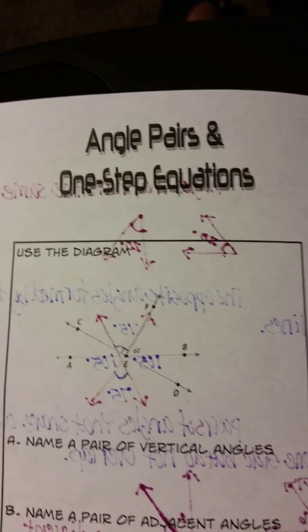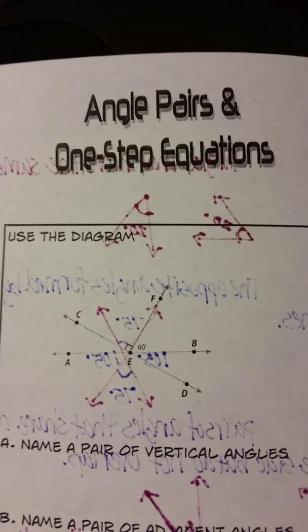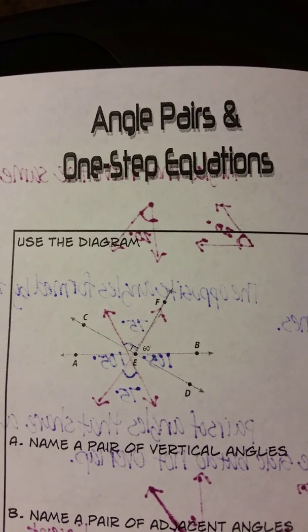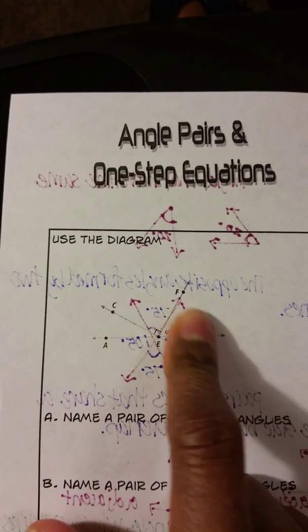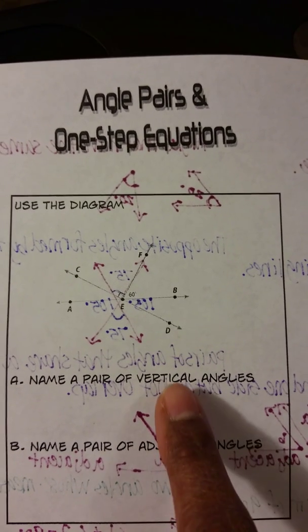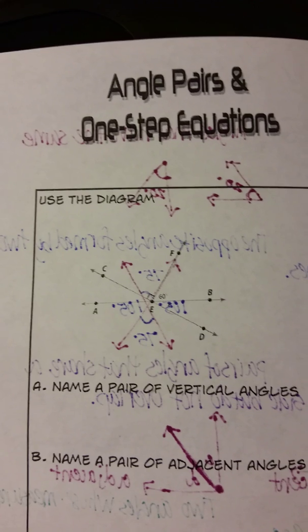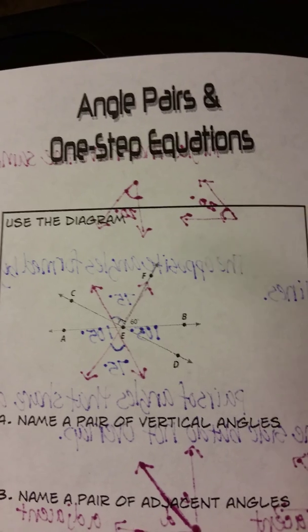All right, let's go over on the inside where we have angle pairs and one-step equations. We've done one-step equations before, and they only have one operation. We have a diagram here with different angle measurements. We're going to name a pair of vertical angles and a pair of adjacent angles. Vertical angles are across from each other, and adjacent angles are beside each other. Let's start with the vertical angles and find two angles that are across from each other.